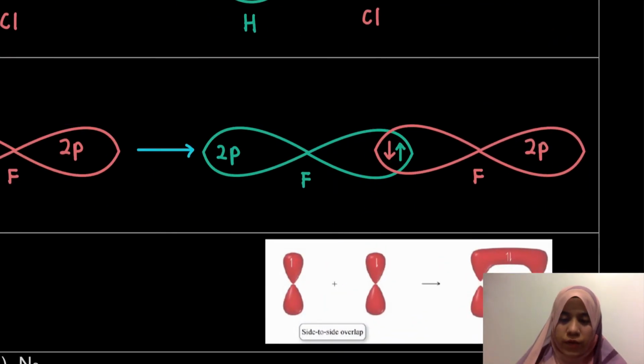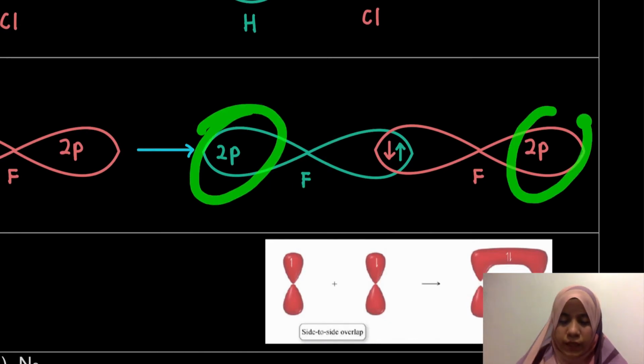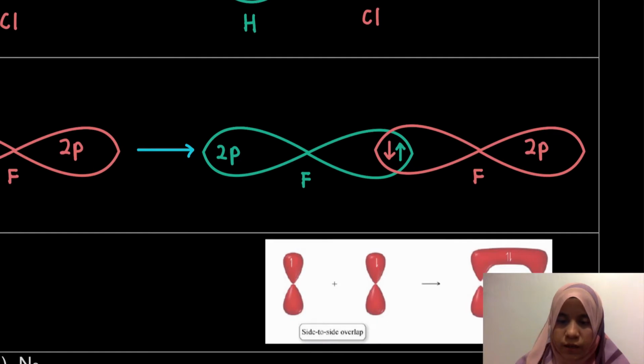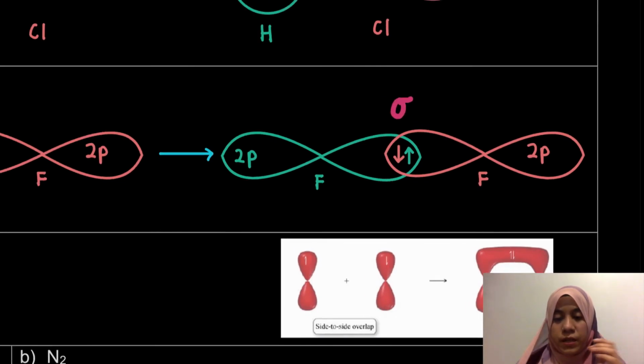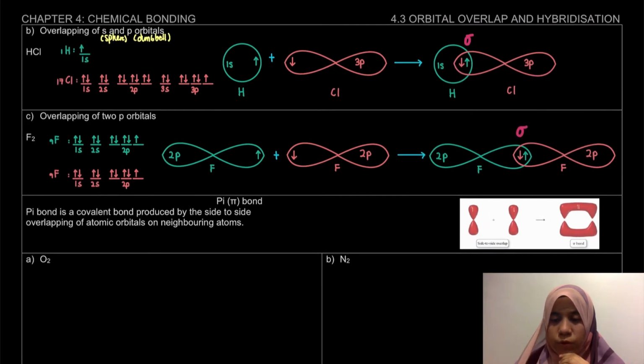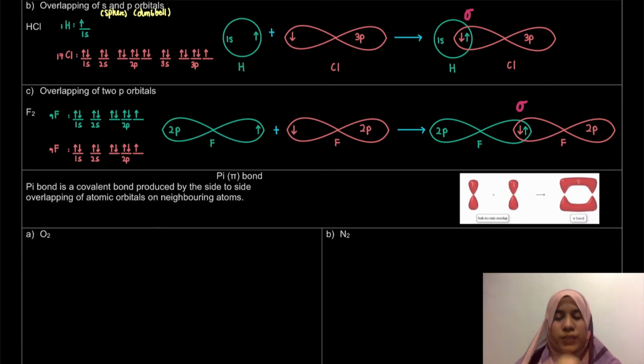This is actually overlapping between our p orbital and p orbital. Don't forget to label it as a sigma bond. Remember, a sigma bond is actually a bond where it will overlap end to end. So like this. This is just an introduction, later we will see many more. Okay, so that is for our sigma bond.